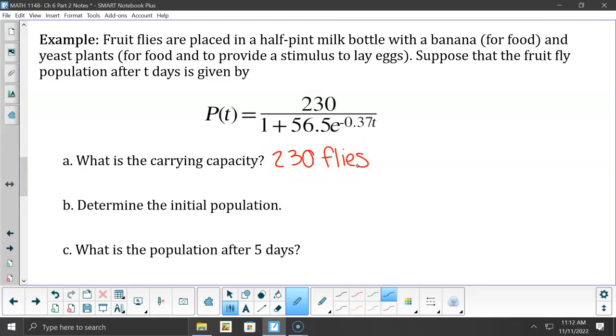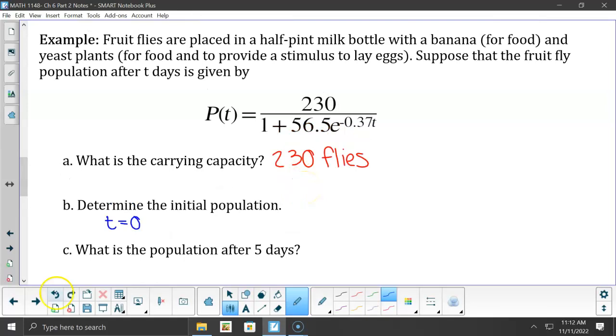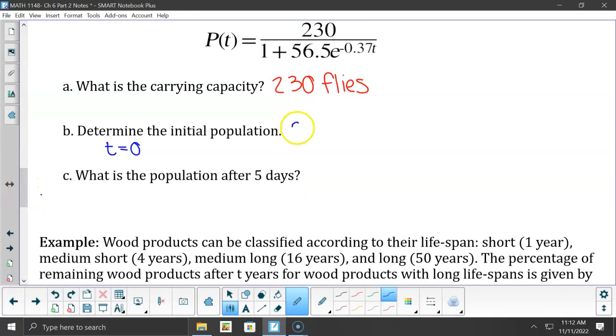Now, part B starts asking about what is the initial population. This is where you're going to have to plug in t equals 0. All right, now what happens to e when it's raised to the 0 power? It becomes 1. So it means I can be a little lazy with what I'm entering into the calculator. Oh, you stupid thing. 230 divided by 1 plus 56.5. All right. You should get a whole number.